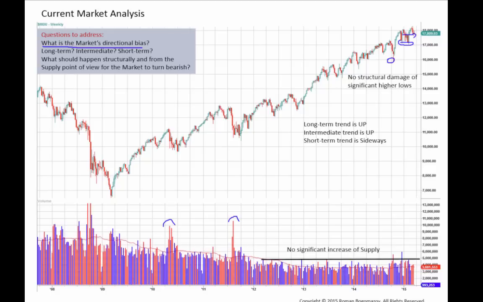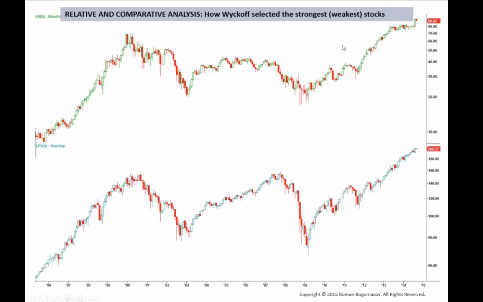So now that we've defined that the market is up, and October low is going to be of our interest for the case study, we're going to go into the comparative relative analysis. So this is the picture of how Wyckoff would actually look 100 years ago at the comparative strength analysis. He would put one chart over another. He would put the stock, and then let's say a market proxy or an industry group, and he would analyze the significant highs and significant lows and the slope between those two.